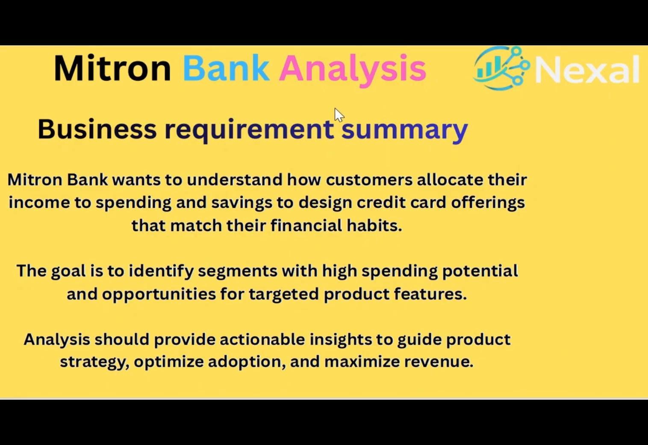So we've understood the problem statement. Now we need to gather the business requirements. Here is the business requirement summary of this bank. They want to understand how customers allocate their income to spending and saving, to design credit card offerings that match their financial habits. The goal is to identify the segments with high spending potential and opportunity for targeted product features. The analysis should provide actionable insights to guide the product strategy, optimize adoption, and maximize revenue. So this is generally the business requirement summary.